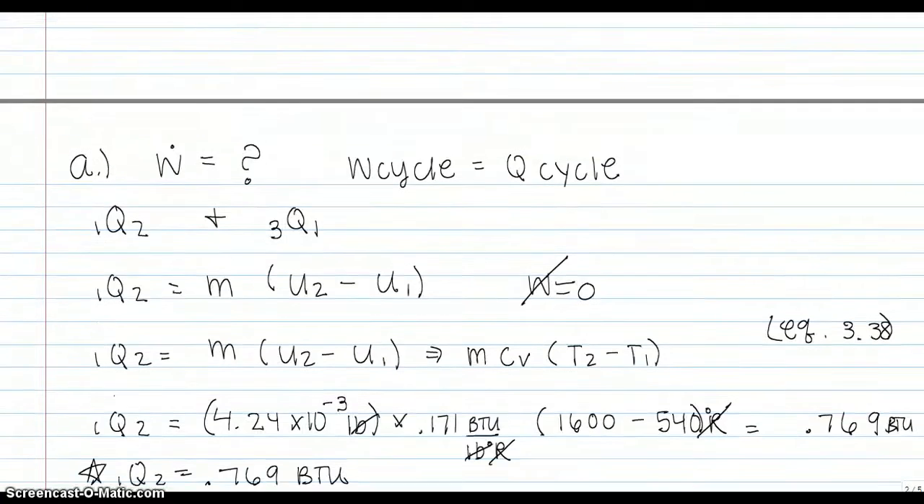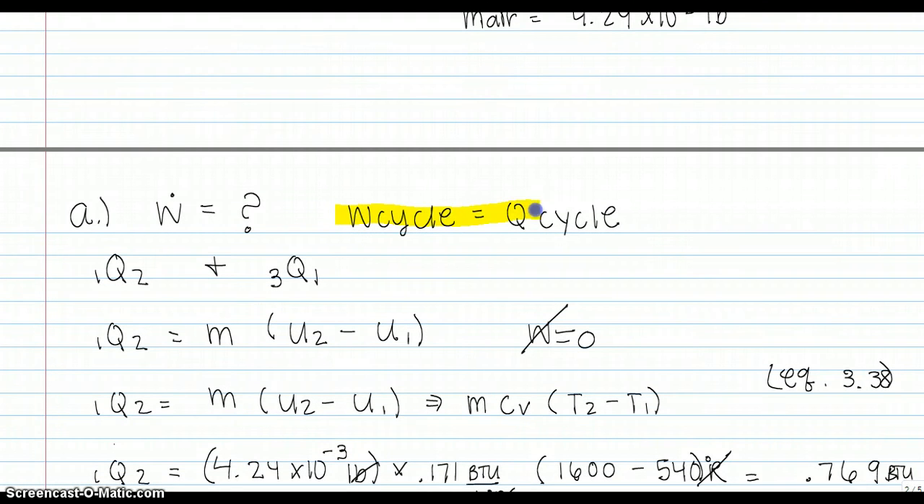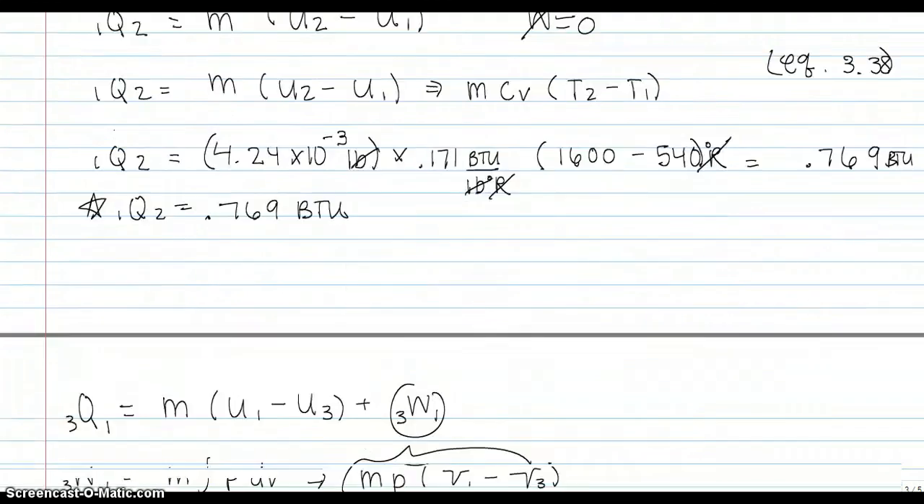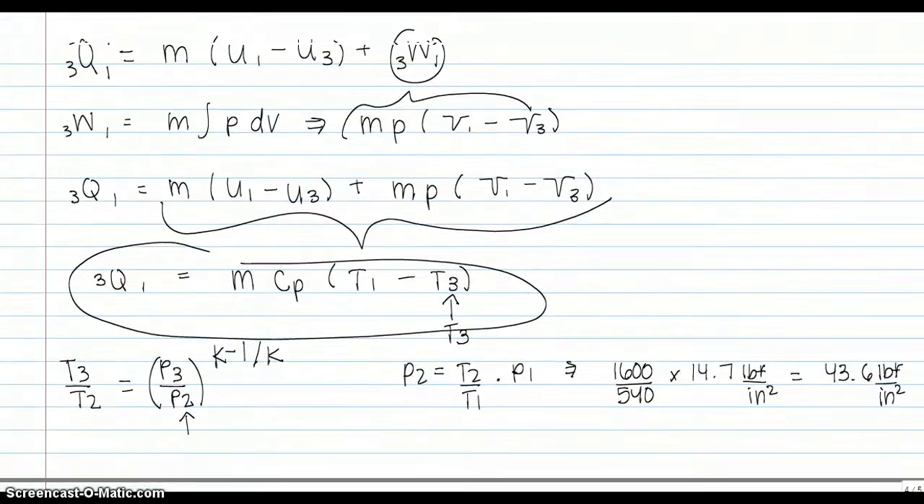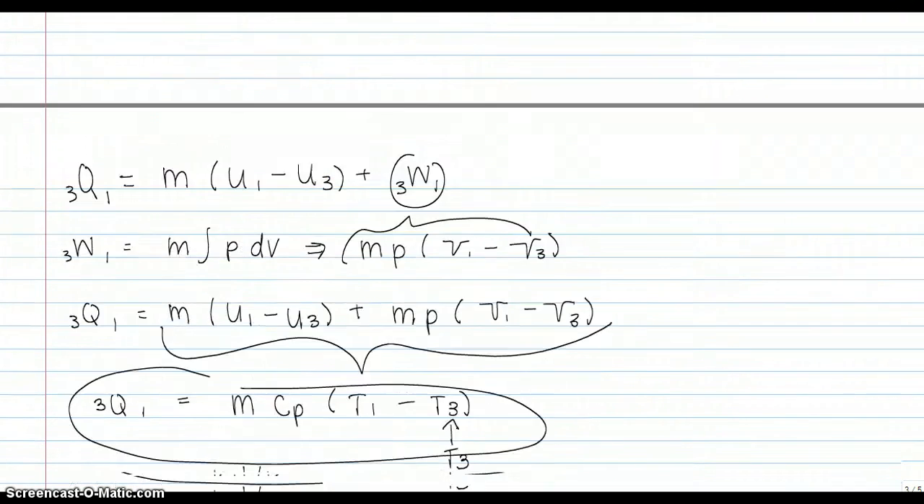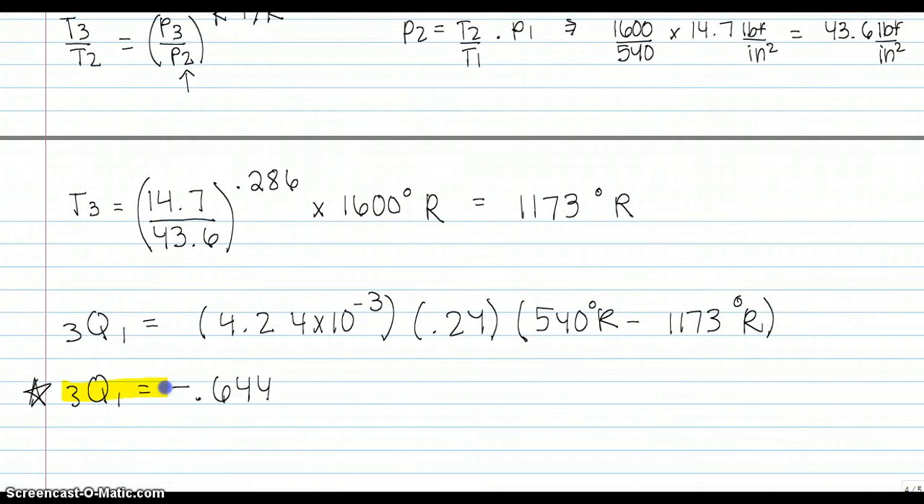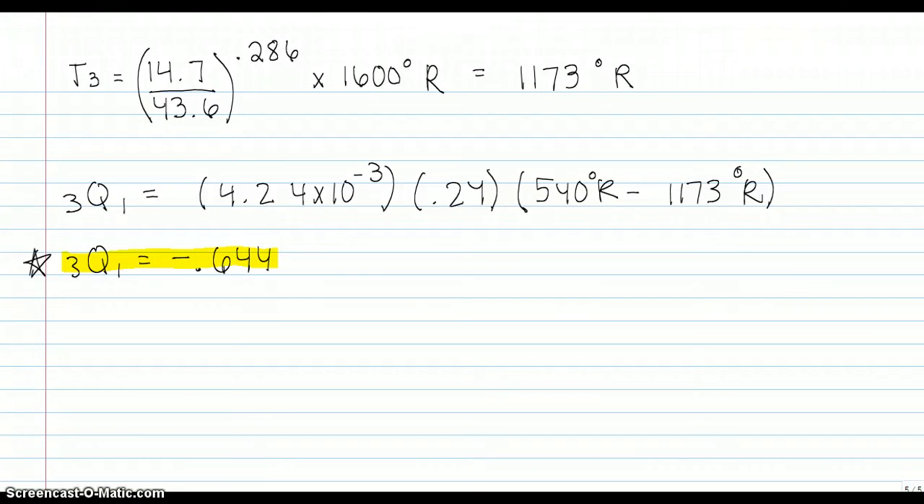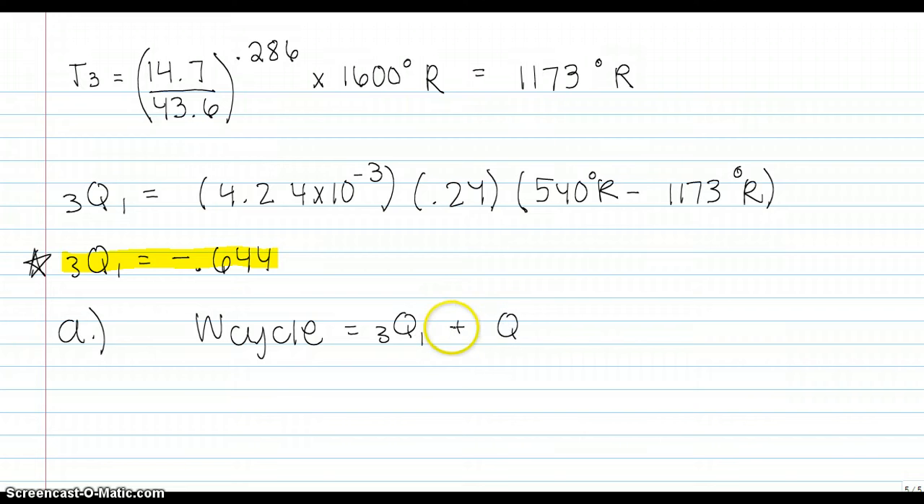Back at the top we have our equation, work of the cycle equals heat transfer of the cycle. We solved for Q from 1 to 2 and Q from 3 to 1. So we can solve for part A, which is the work of the cycle, equal to Q from 3 to 1 plus Q from 1 to 2. I plug in the values that I just highlighted, and you get 0.124 BTU.